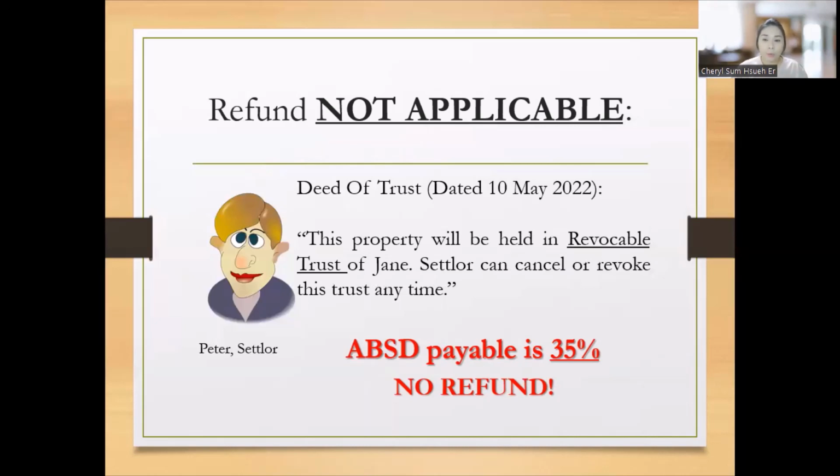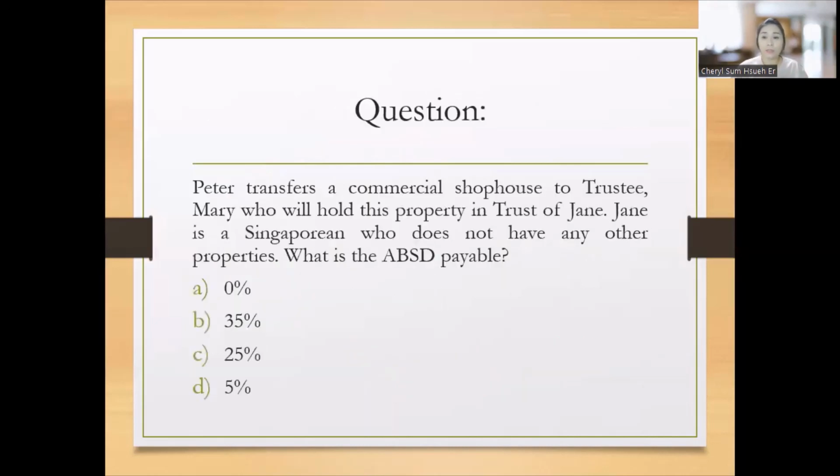Now, let's check whether you understand what is being talked about so far. So here is a question for you. Let's try to attempt this at your own comfort. Peter transfers a commercial shophouse to trustee Mary. Mary holds this in trust for Jane. Jane is a Singaporean who doesn't have any other properties. What is the ABSD payable then?